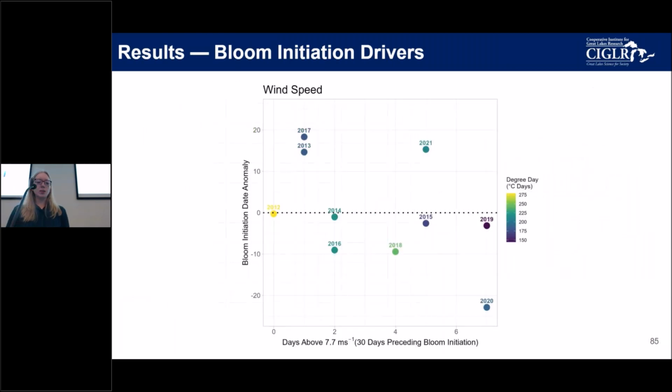And then moving on to wind speed, this is colored by degree days, and this was the days above 7.7 meters per second from, I think, Wynne and Badanda 2019. It was just a good threshold to use for mixing of the Western Lake Erie water column. And we can see here that as the number of days over this wind speed threshold increases, typically then the bloom initiation date anomaly occurs earlier in the year.